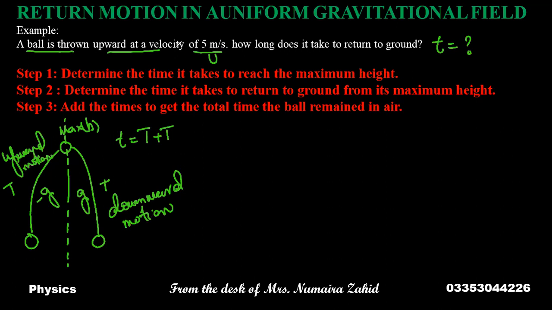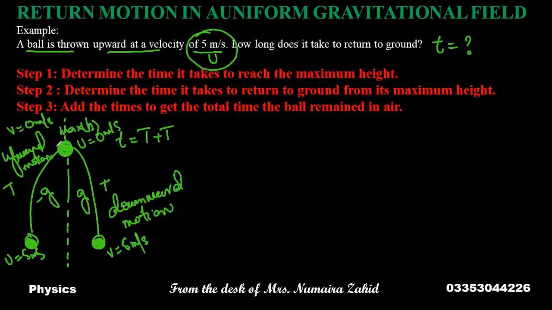Whenever this ball is thrown upward with a velocity of 5 meters per second, u is 5 meters per second, and final velocity v becomes 0 meters per second. But when we consider the downward motion, the initial velocity will be 0 meters per second, because it will stay in the air for a period of time, and it will return to the ground with an initial velocity of 0 meters per second, and its final velocity will again become 5 meters per second.